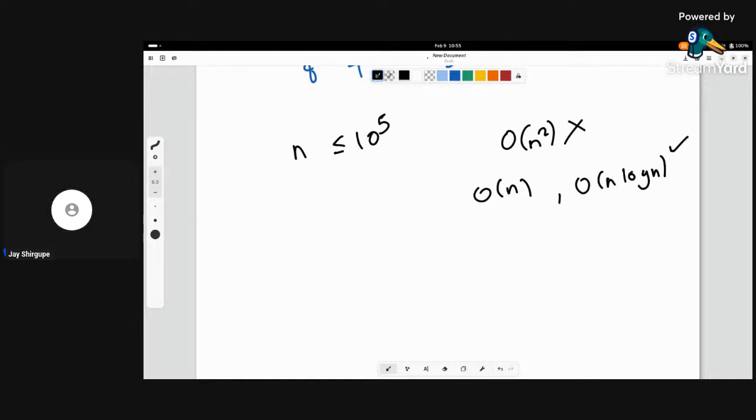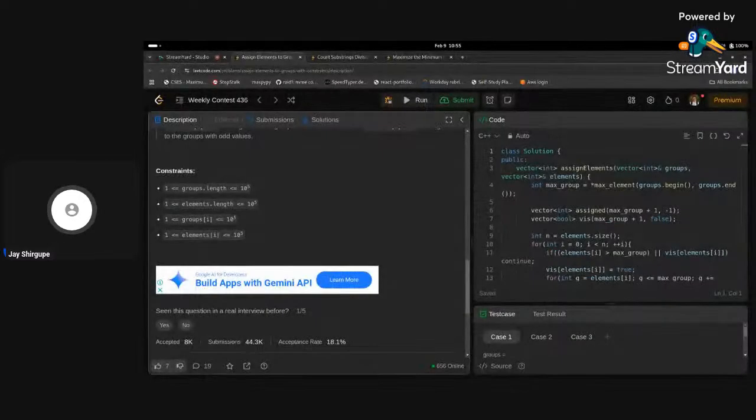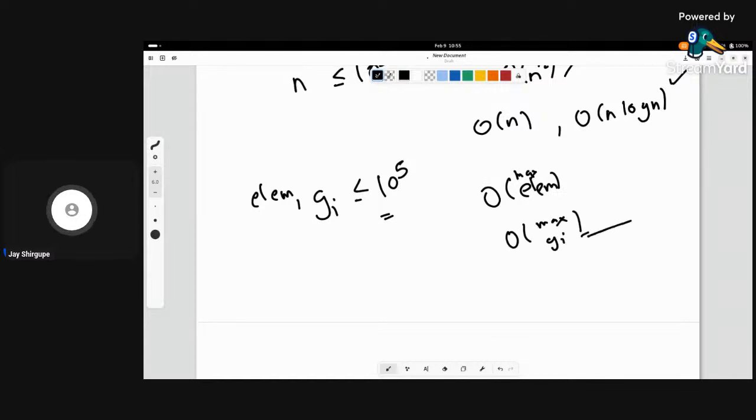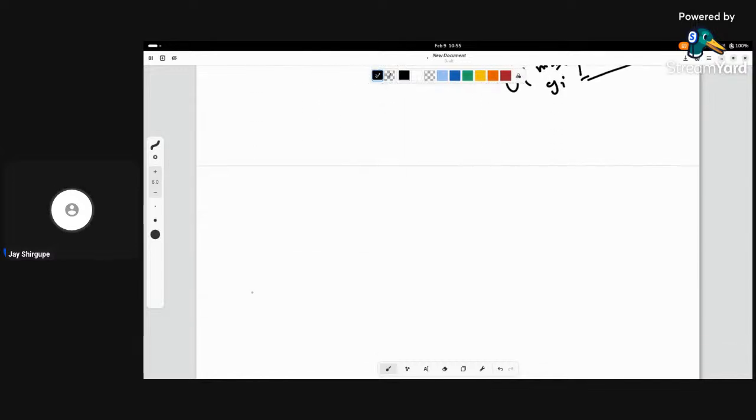That's okay. And one more thing to note is that the elements[i] and groups[i] are up to 10 power 5. So maybe you can have a solution that is O of max element, or O of max groups[i], even this times some logarithmic factor, that would work too.